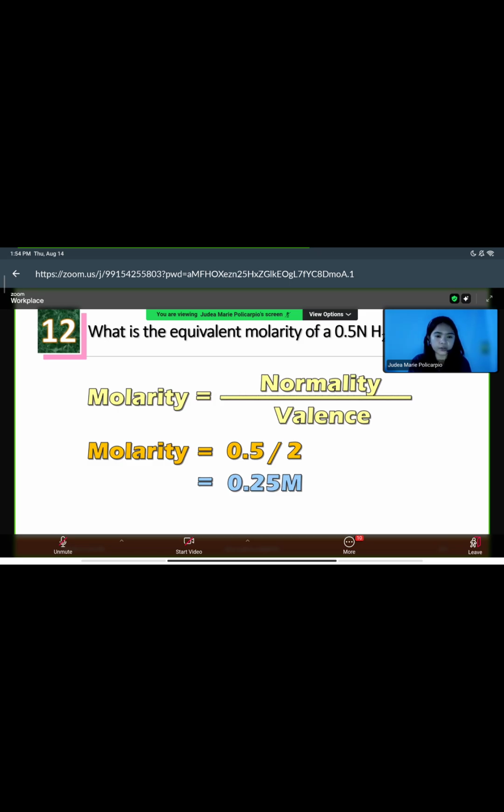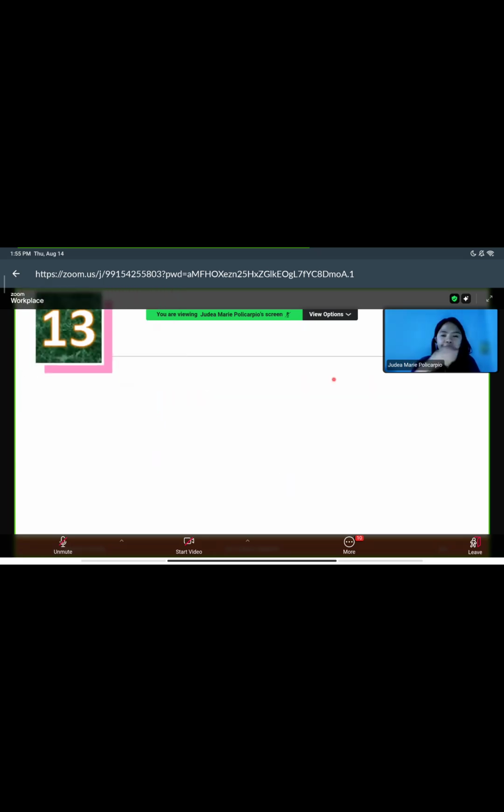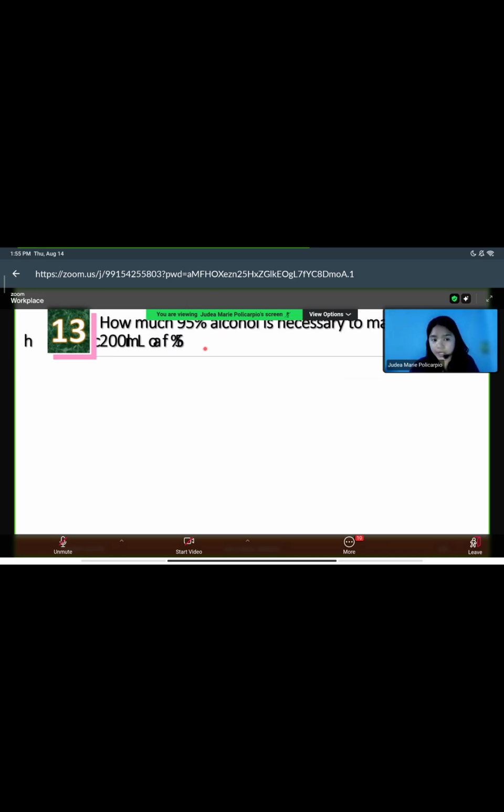Okay, so let's look at item number 13. Si item number 13 ang pinaka-frequent na question pagdating sa clinical chemistry. Pero watch out, kasi itong question na to, sometimes makikita nyo to sa histotech. Basahin muna natin si question number 13. How much 95% alcohol daw is necessary to make 200 ml of the 5% alcohol?